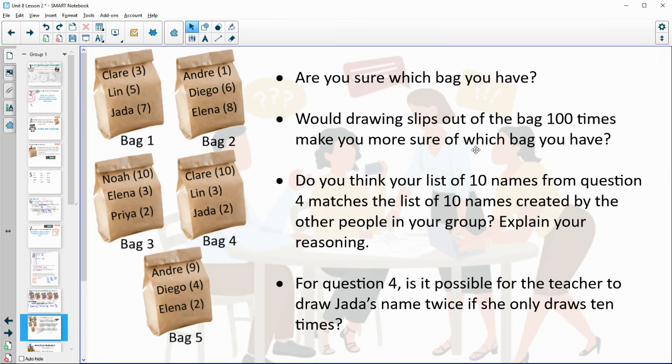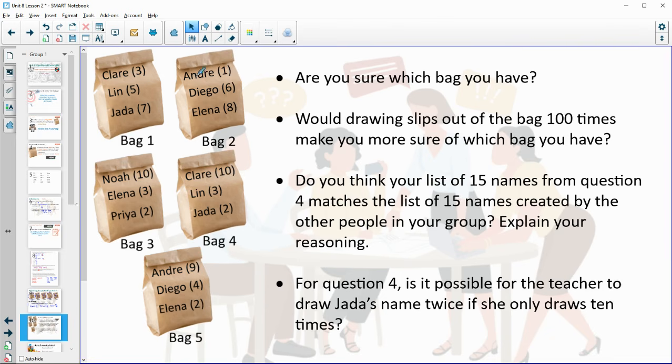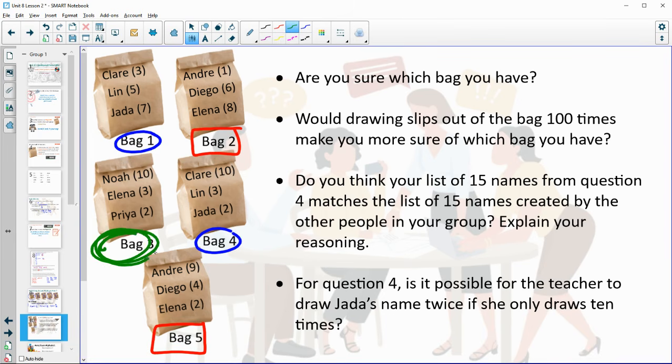Do you think your list of, and we did 15 names from question 1, matches the 15 names created by other people in the class? So again, different lists, right? So bag 1 and bag 4 would be very similar to each other as far as names. Bag 2 is Andre, Diego, and Elena. That's similar to bag 5. But bag 3 is the only one with Noah. So bag 1 and 4 are going to be kind of similar. Bag 2 and 5 are going to be similar as far as the names. And then bag 3 significantly different.